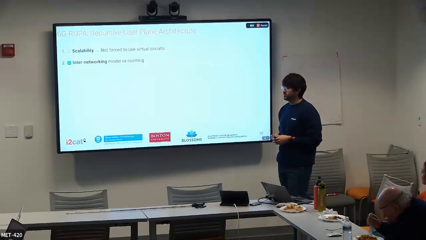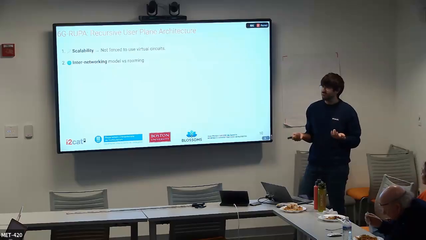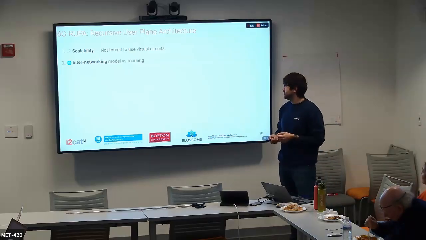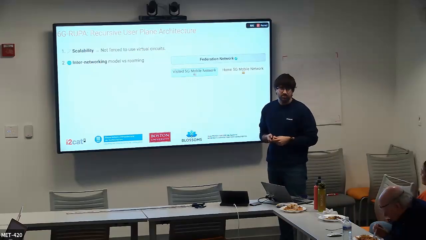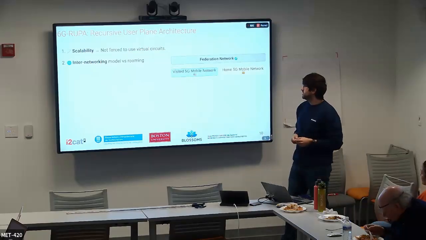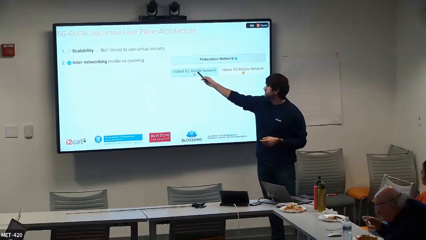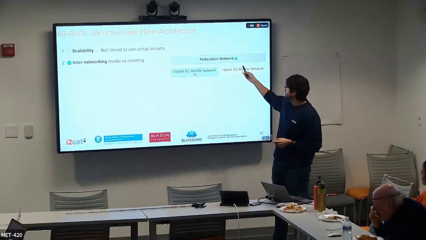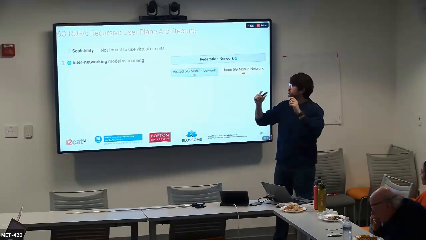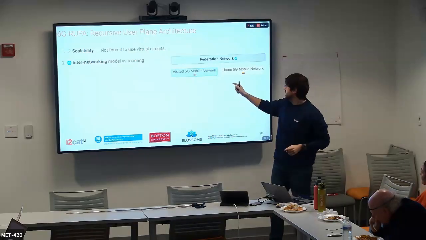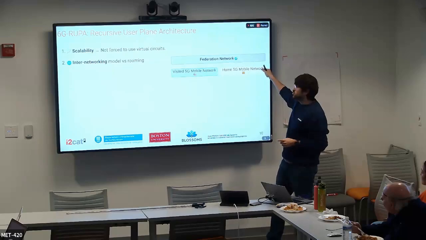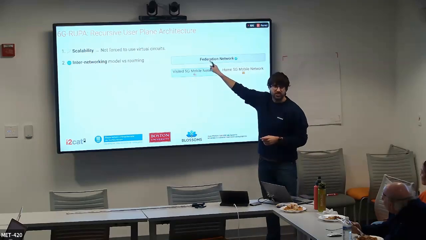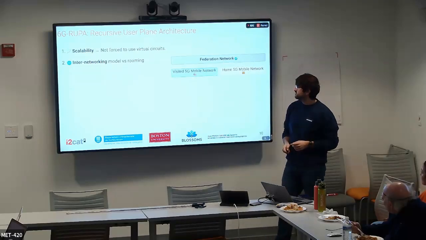Also, the InterNetworking model versus roaming. Roaming, we showed, does not scale really well. So 6G-RUPA provides the InterNetworking model. The idea is that you would have the American operator network here, the Spanish operator network here, and then on top of that, a network that helps communicate these two networks. And you can have many sub networks here that are communicated through the federation network.